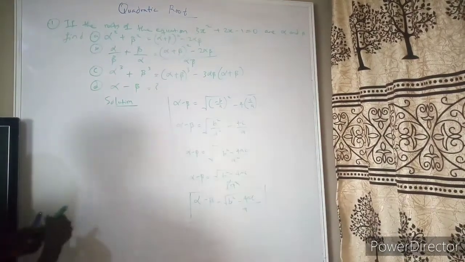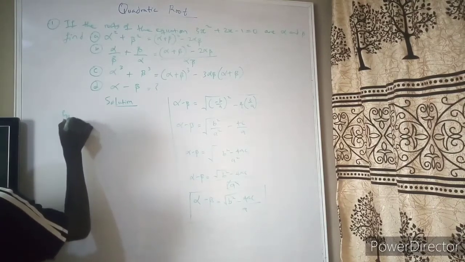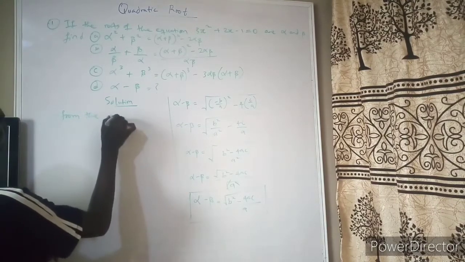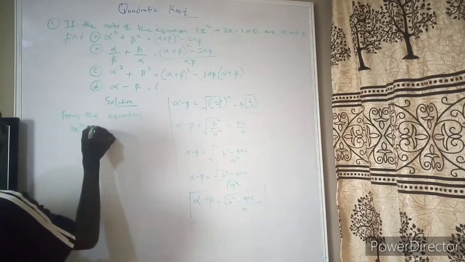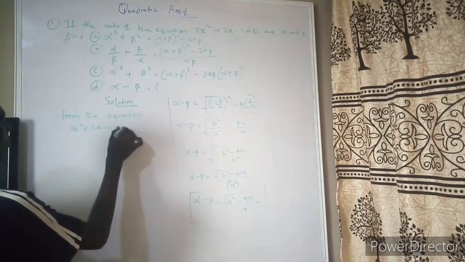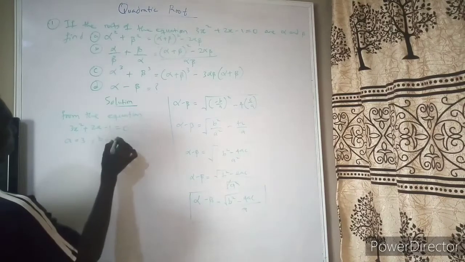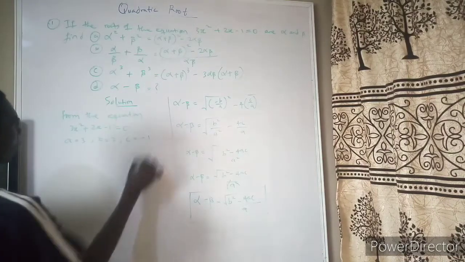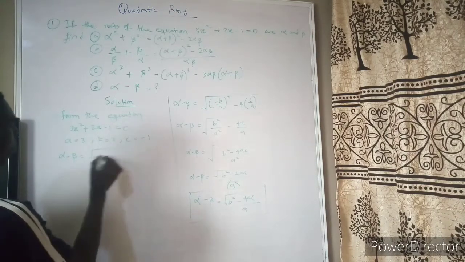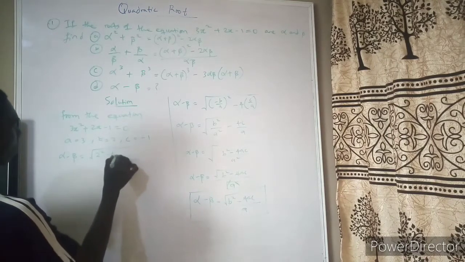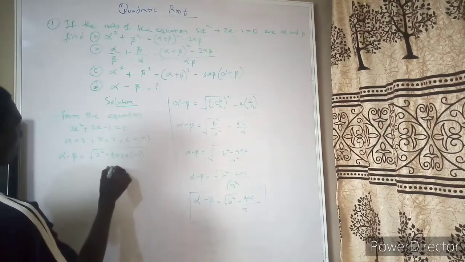Okay, since we've gotten that, from the equation 3x squared plus 2x minus 1 equals 0, a equals 3, b equals 2, and c equals minus 1. So I can say alpha minus beta is equal to the square root of b squared, which is 2 squared, minus 4 times 3 times c, which is minus 1, right? All over a, which is 3.